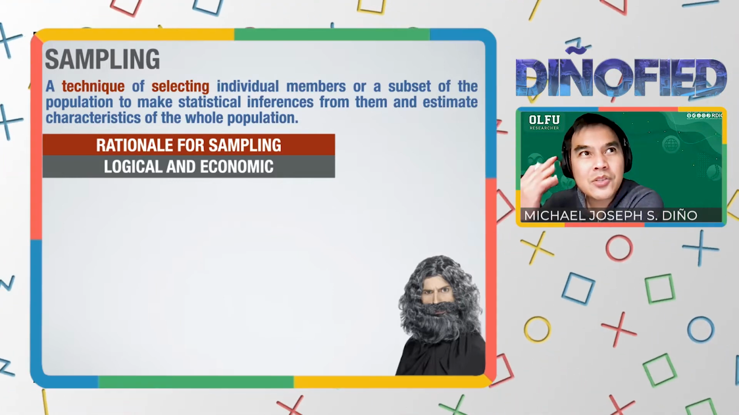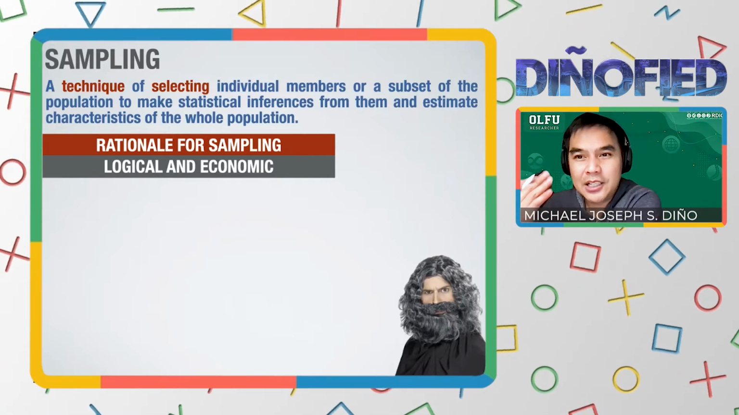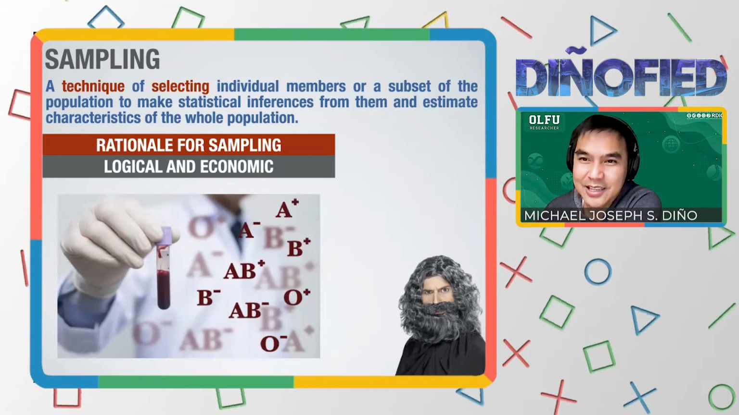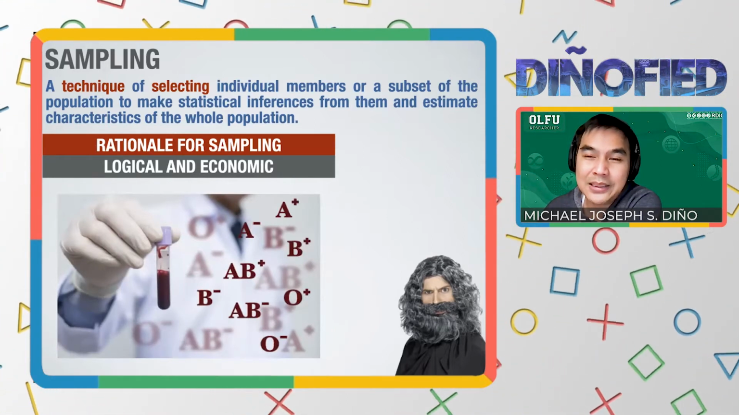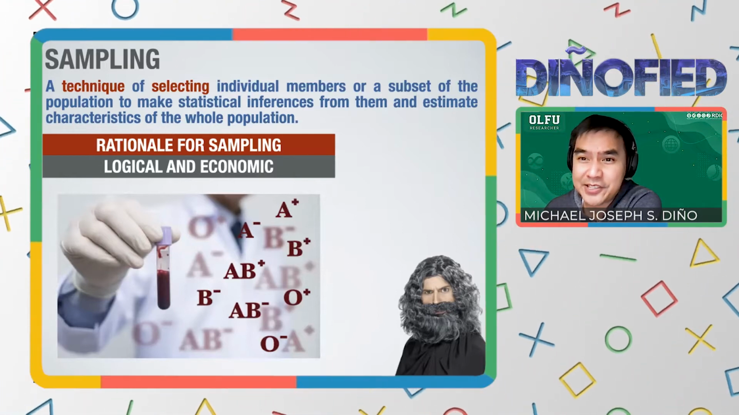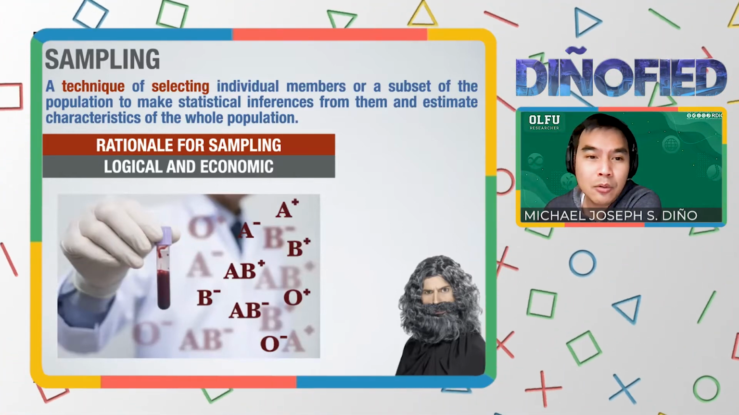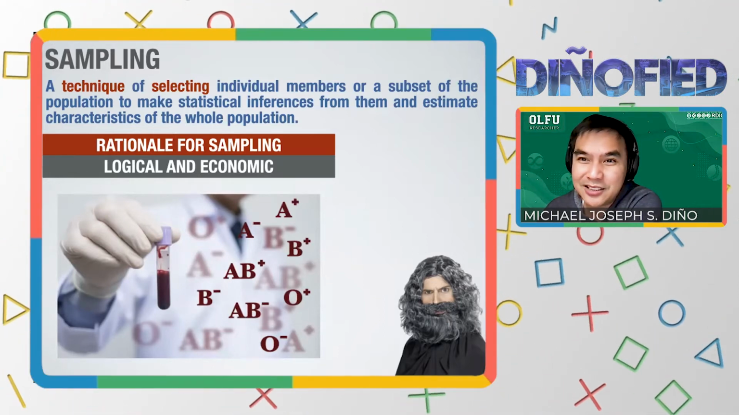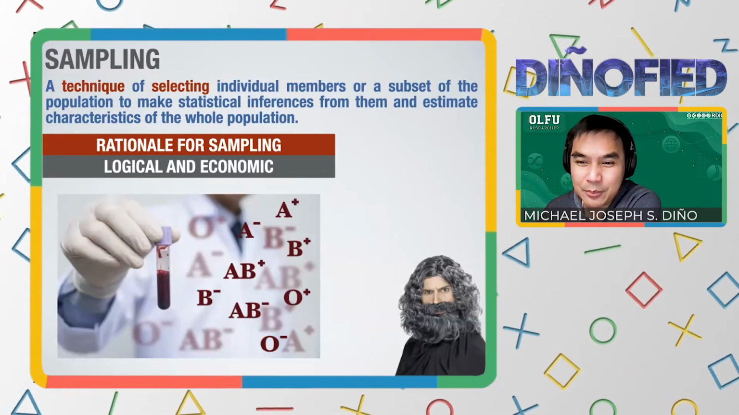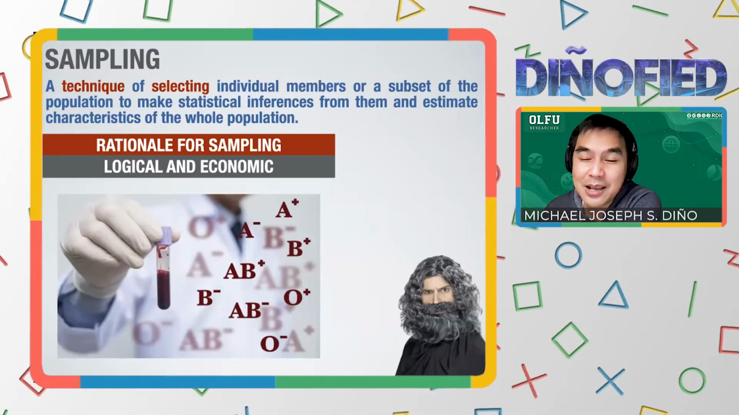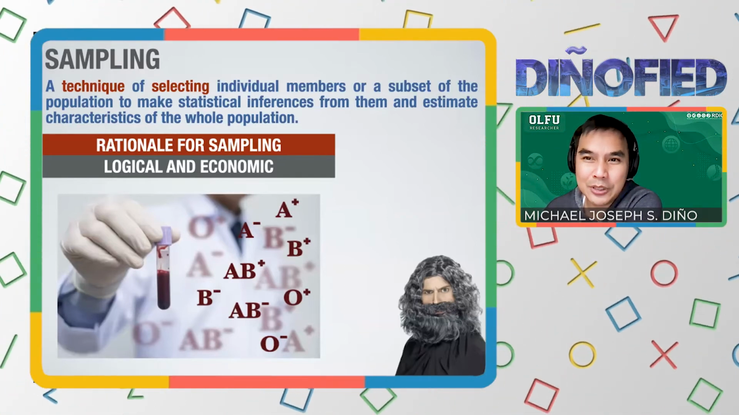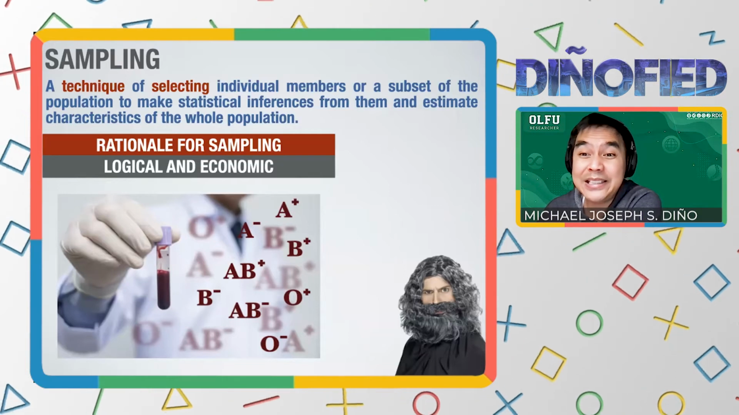So, for us to be able to understand that more clearly, think of sampling as blood typing. Okay? Think of sampling as blood typing. For example, if I'm going to test your blood type, do I need to remove all of your blood? Or should I get only a sample of your blood? Whole blood or a sample of your blood? Sample. Yes, syempre sample lang.